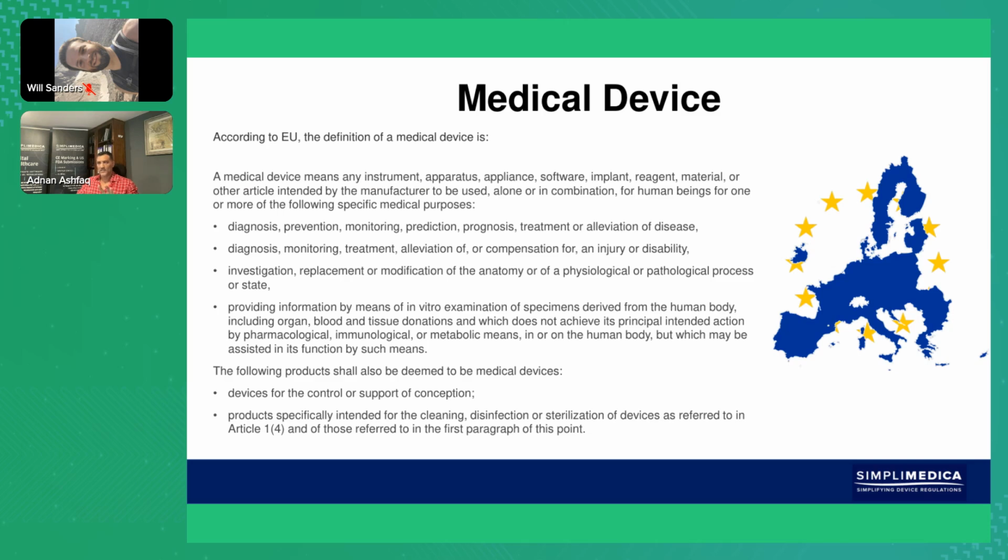We now look towards the EU definition, which I'll be completely honest and frank, I'm more familiar with, the EU regulations. So the EU definition for a medical device is, as we mentioned earlier, so you'll see lots of correlation: any instrument, apparatus, appliance, software, implant, reagent, material, or other article intended by the manufacturer to be used alone or in combination for human beings for one or more of the following specific purposes. Now, bullet points: diagnosis, prevention, monitoring, prediction, prognosis, treatment, or alleviation of disease. And then diagnosis, monitoring, treatment, alleviation, or compensation of any injury or disability, and so forth.